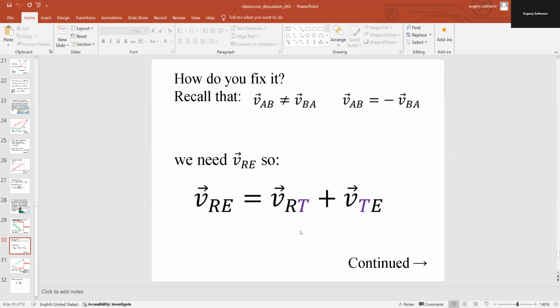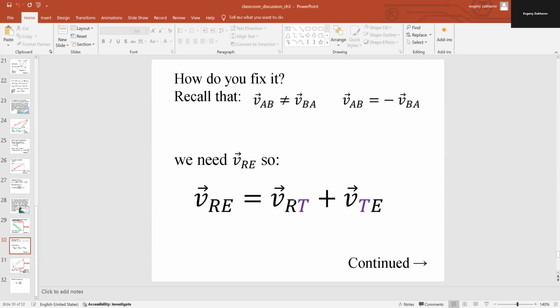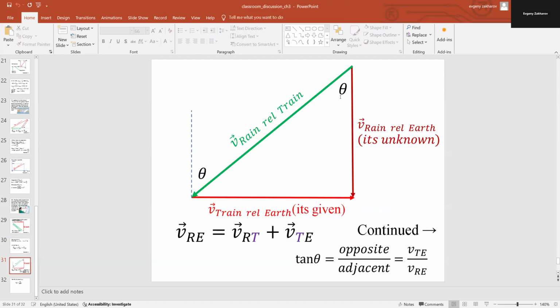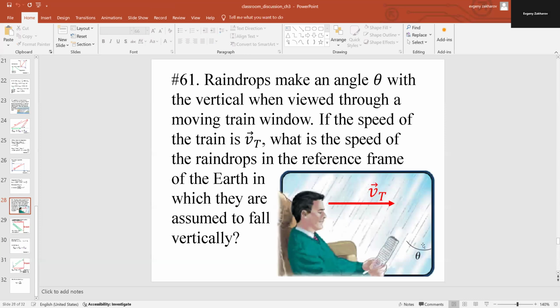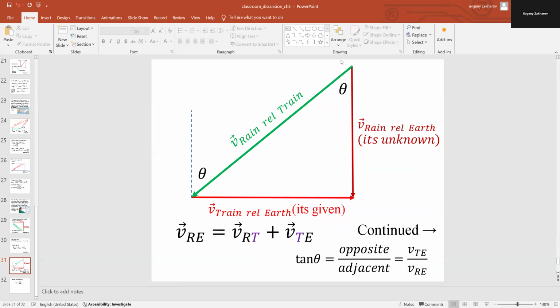And the problem is you got rain relative to train. Rain relative to train, that's a good one. And that's your velocity for the rain, and that's the theta that is given, right there, rain with respect to train. Sitting on the train, looking at the rain, that's the angle theta that is given. That's the correct vector to work with.